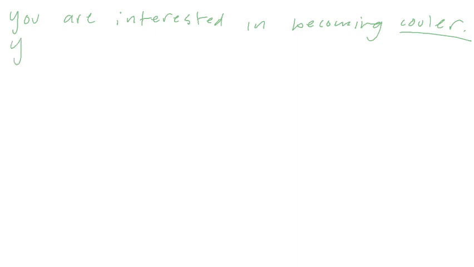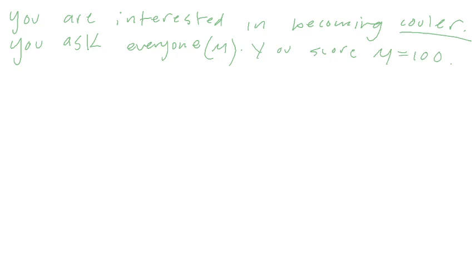So let's say you ask all of your friends, everyone that knows you, how cool you are. So you ask everyone, AKA the population. You ask everyone that knows you how cool you are on a scale of 1 to 150. So you score a coolness score of 100. Let's also say with a standard deviation equal to 15.